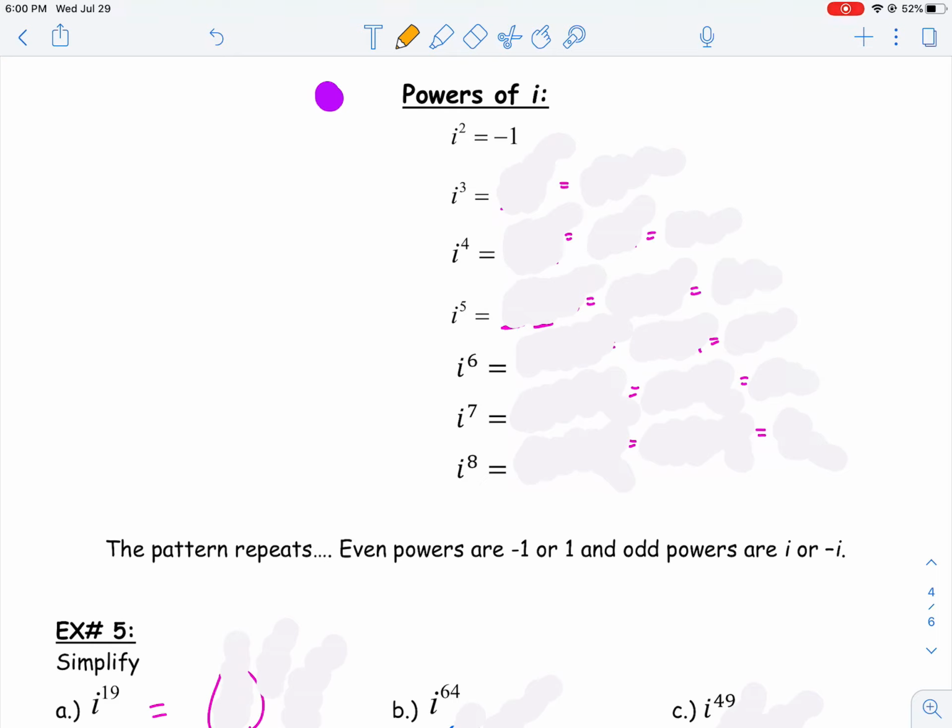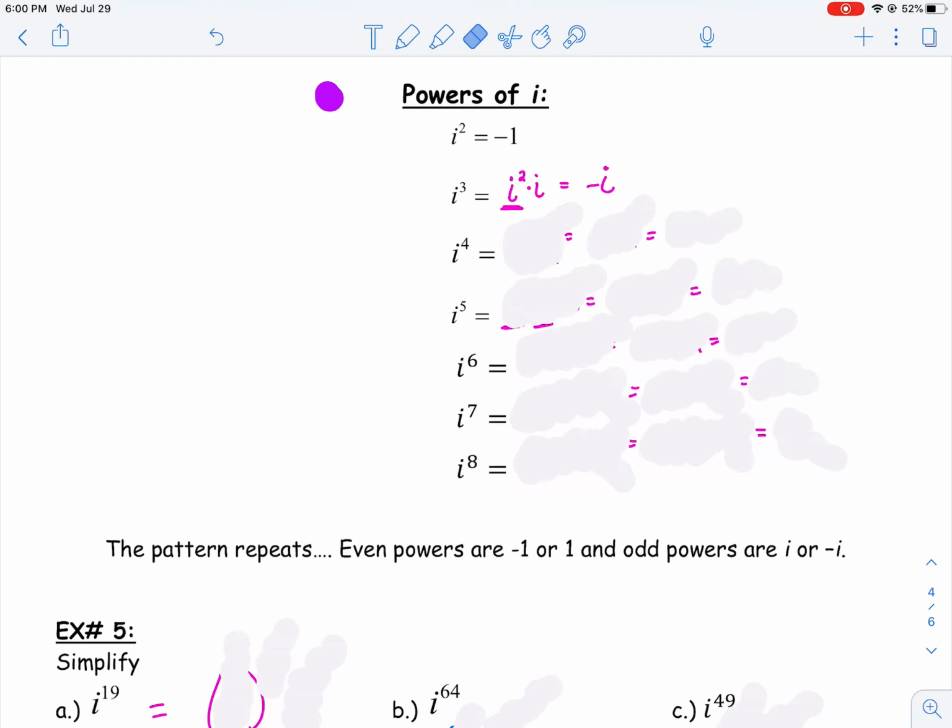I don't know. Let's see if we can simplify them in a manner that shows us a pattern and maybe an easier way to simplify them if our exponent is really high. Well, think about i cubed really being 3 i's, or I could say an i squared times another i, right? i squared times i is the same thing as i cubed. Well, if we know that i squared is the same thing as -1, then i squared times i is really the same thing as -1 times i, or -i. So really, i cubed is the same thing as -i.